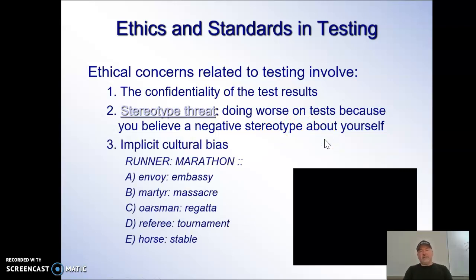And there's also implicit cultural bias. This is one of my favorites. This is an old SAT test, and this was what they called an analogy. And they would say a runner is to a marathon as these are. So a runner runs in a marathon, and you look at these questions and you say, and maybe you pause it and say, which one is it? Well, here's the problem. The answer is C.